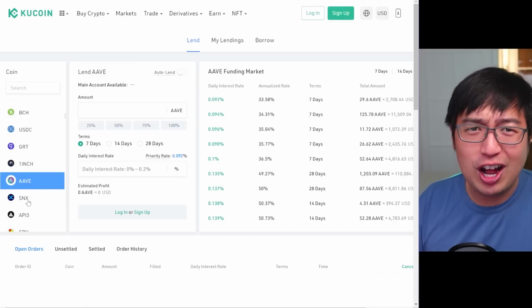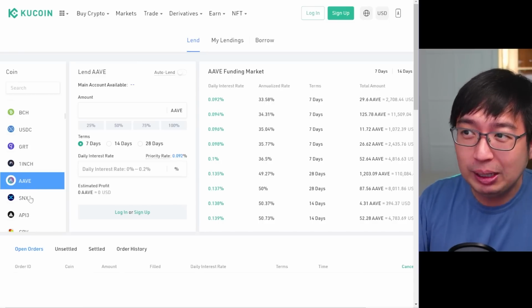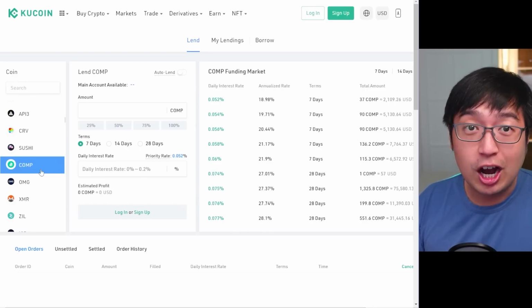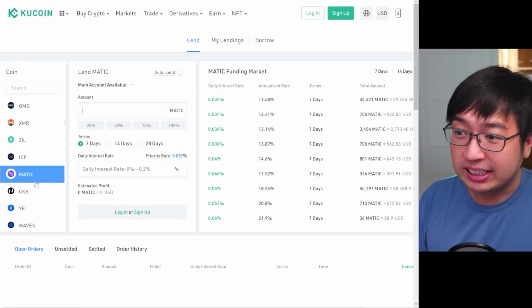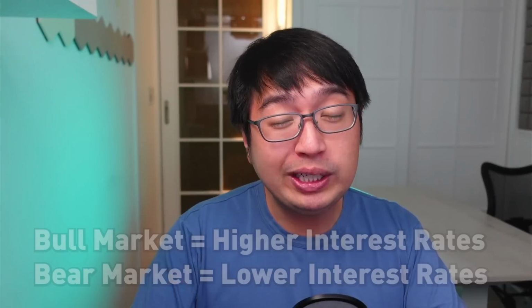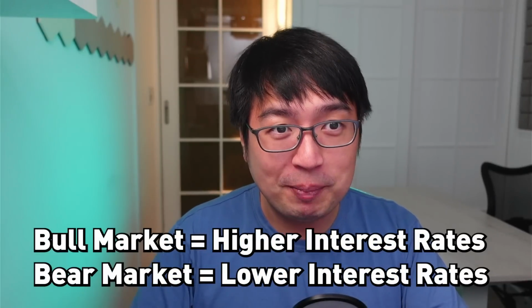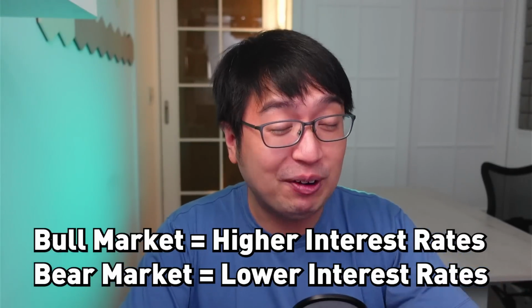Aave is 33.58%. So if you're long on Aave and just want to hold those tokens, you can lend them out to other people on the KuCoin marketplace. Compound is 18.98%. Matic is 11.68%. KSM is 26.28%. And these rates will fluctuate depending on market demand. That is just the current demand as of making this video. It could change very quickly.